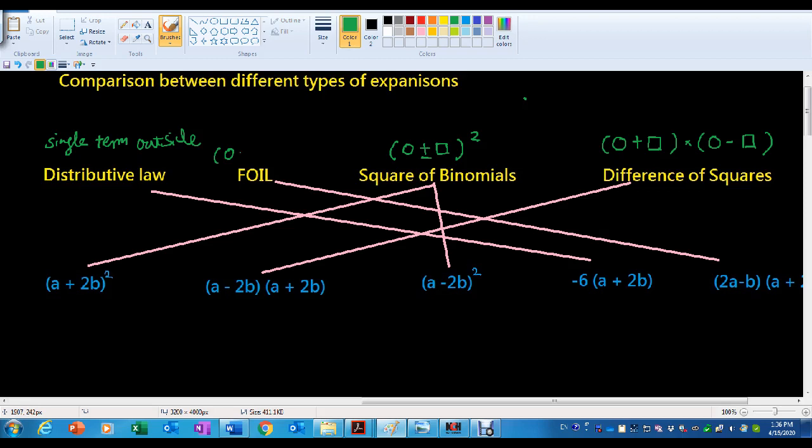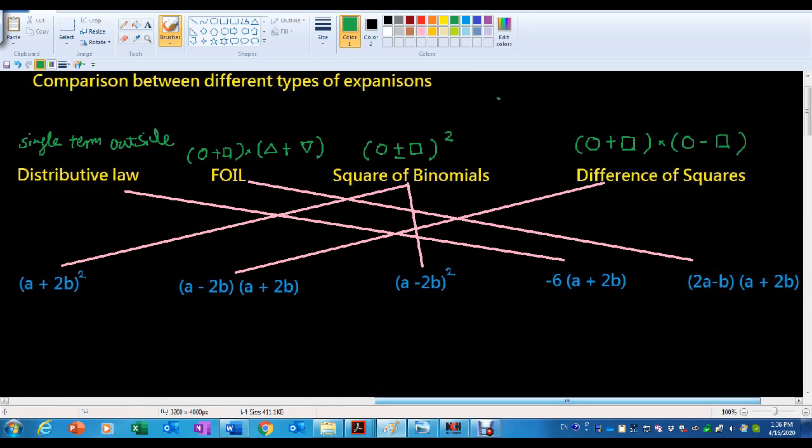It could be circle plus square, but then you might have something else. For example, you might have a triangle, and you might have another triangle, but inverted. So you got different terms. So in that case, you have to use FOIL. Okay. So it's very important for you to understand what we have learned, and what time you are going to use what skills. So for different types of binomial expansions, you are going to use different skills.